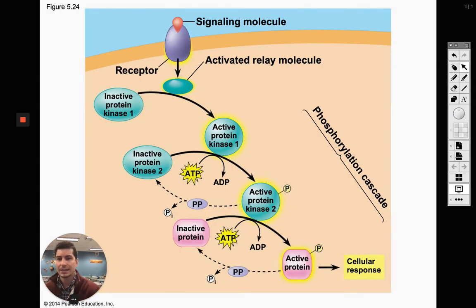Now, if we look at this diagram, we have our ligand, our signaling molecule, bonded to our protein receptor. And we have all these different kinases, kinase 1, kinase 2, okay? In transferring between ADP and ATP, it's going to give these protein kinases energy. You can see the ATP gets transferred into ADP. Where did that phosphate go? Well, it went to the kinase, so now the kinase has it. And it just keeps going further and further in.